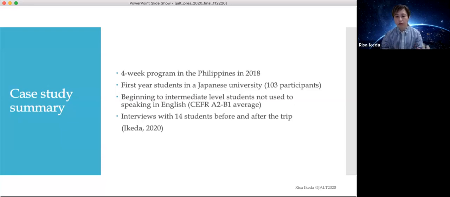There were 103 in all. We went all at the same time. And 14 of them agreed to interviews before and after the trip. They were semi-structured interviews. I interviewed them for about an hour or so each before and after. I'd also like to note that they were not super advanced students. They are very interested in international issues, studying abroad, and global thinking, but not everyone has already had that experience of studying abroad extensively. So they're interested, but still not at that high level. I would describe them as beginning to intermediate level, perhaps CEFR A2 to B1.